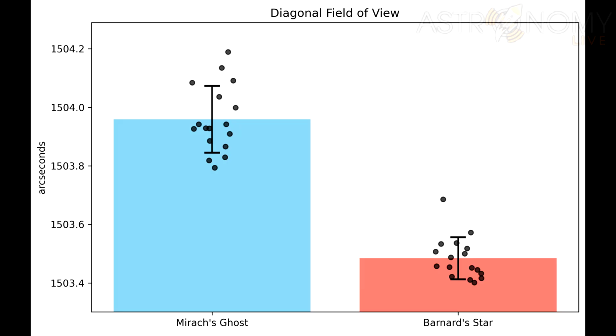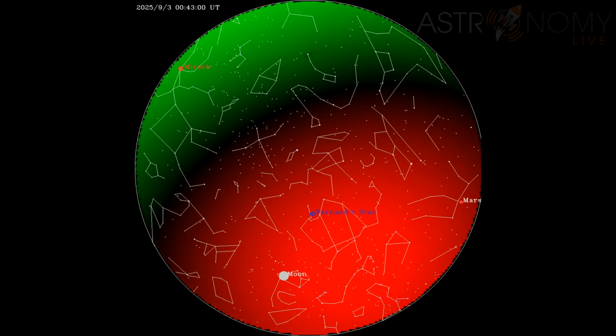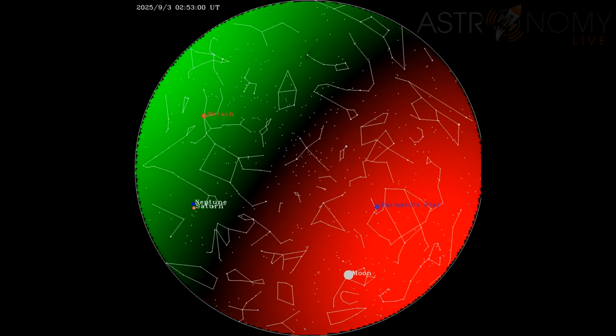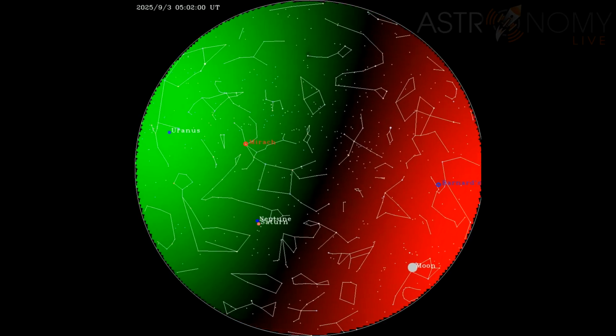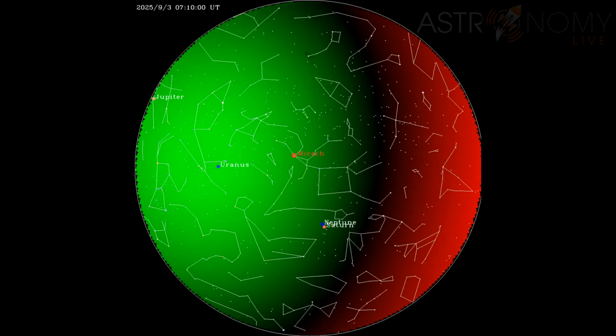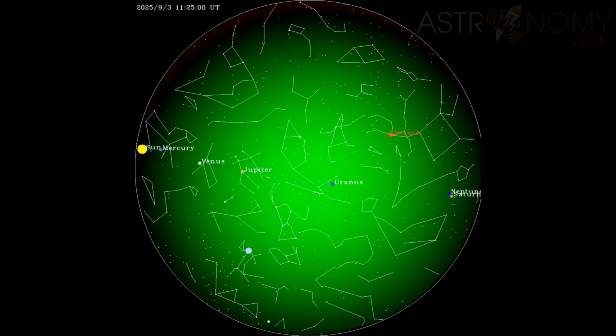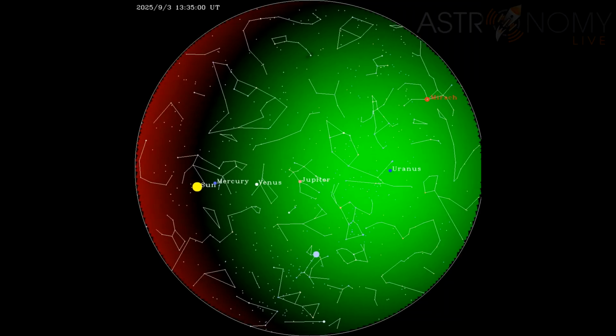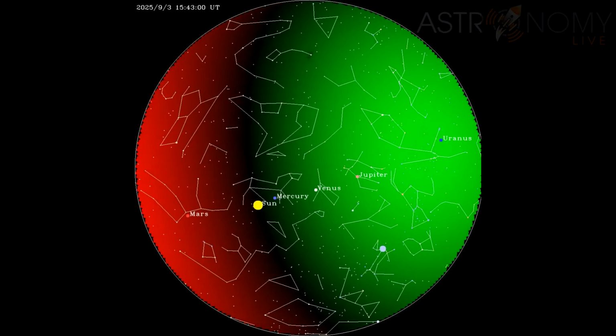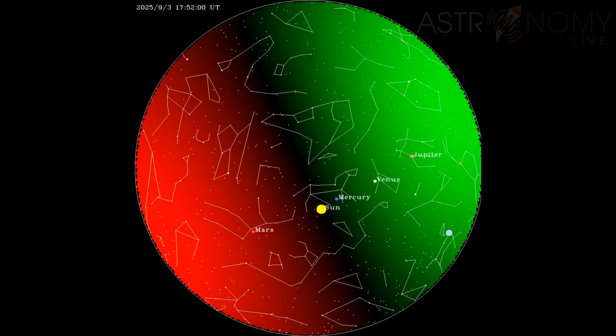Astrometry revealed that the field of view was a fraction of an arc second wider when the telescope was pointed at Mirach's Ghost than it was when pointed at Barnard's star on September 3rd, exactly as expected due to Earth's orbital velocity. These observations demonstrate how Earth's orbital velocity affects the field of view of the telescope due to velocity aberration. Although the effect is small and accounts for just a fraction of a pixel in my images, the effect is measurable with astrometry and statistically significant at a p-value of less than 0.01.